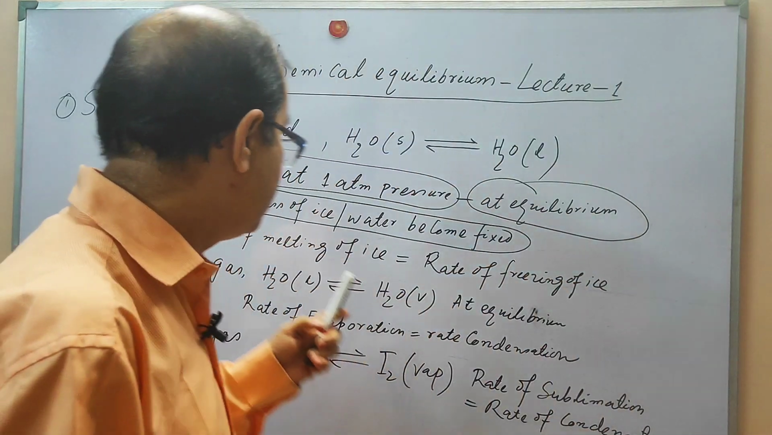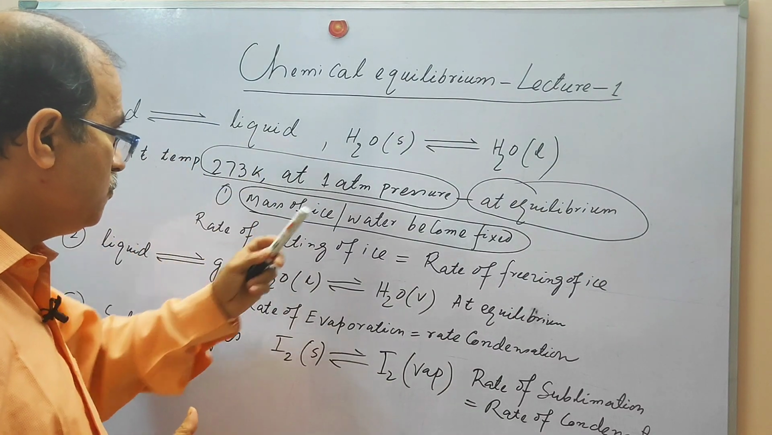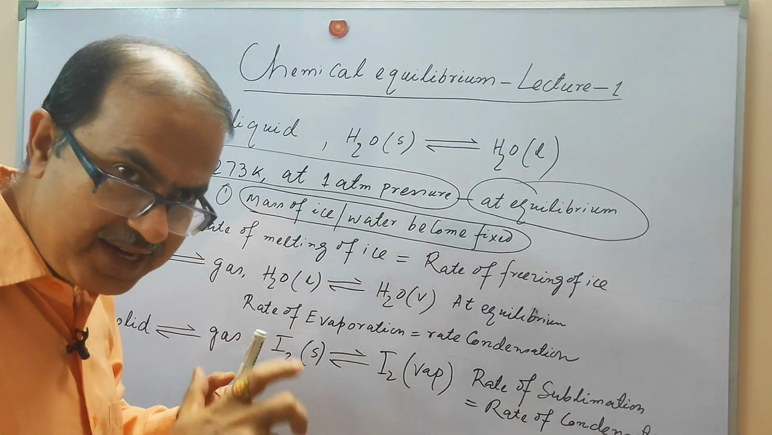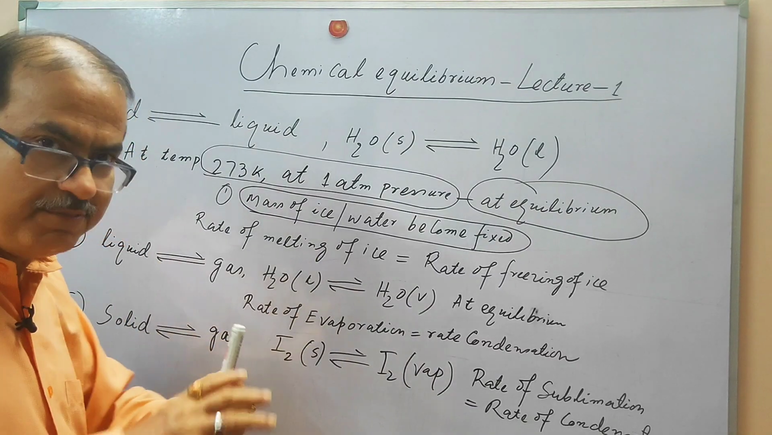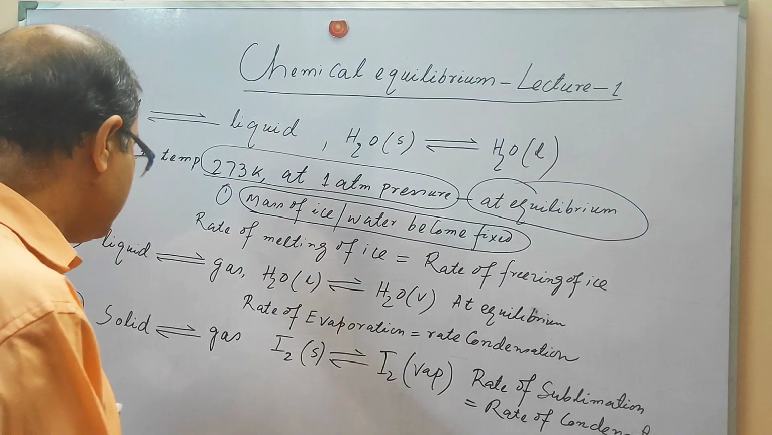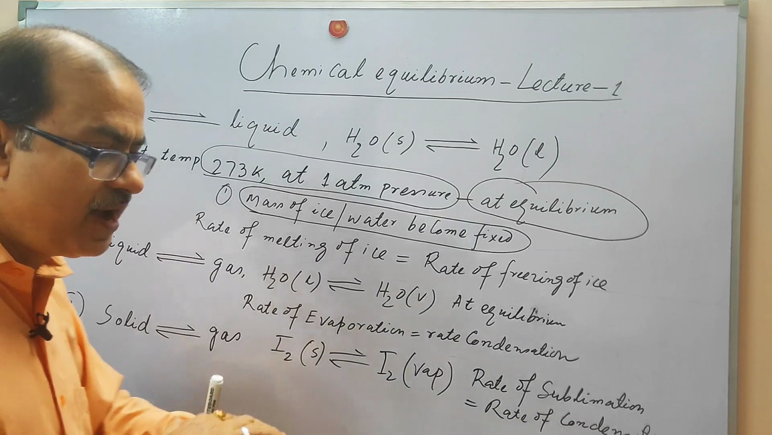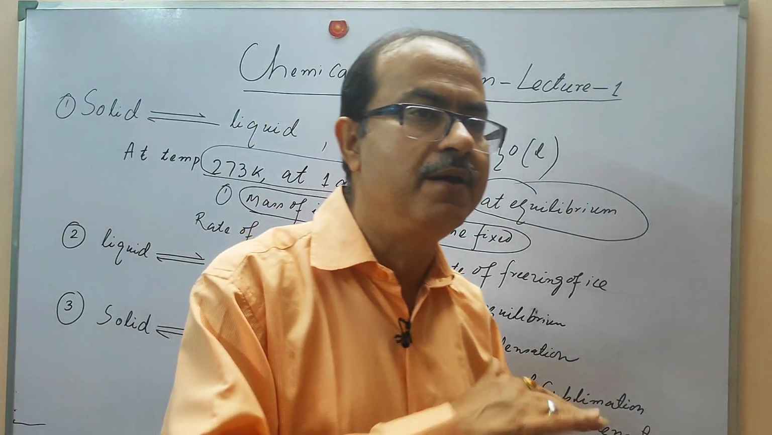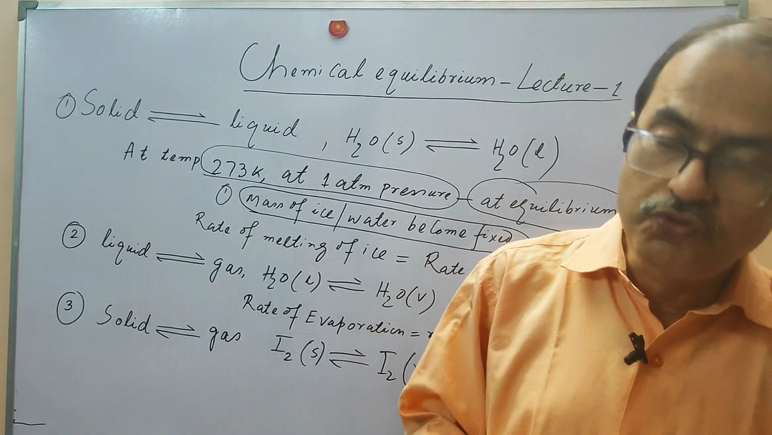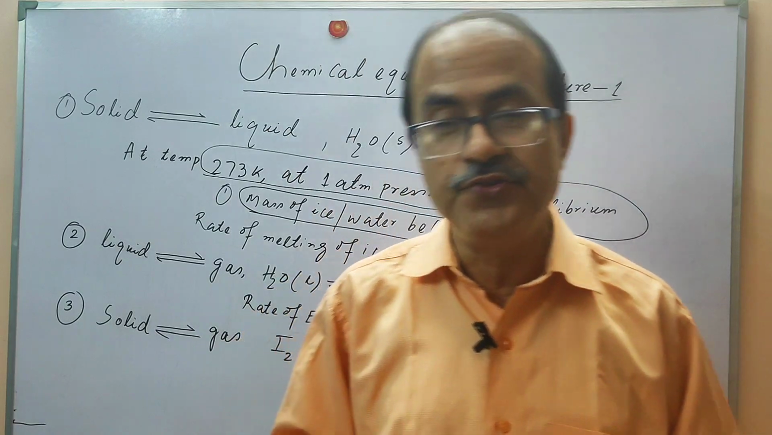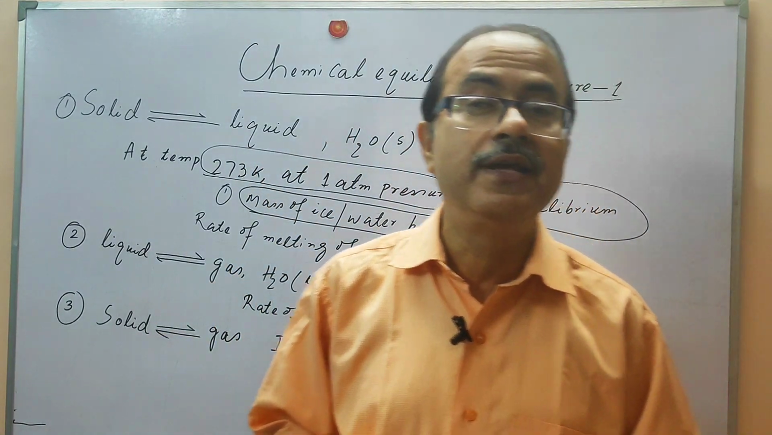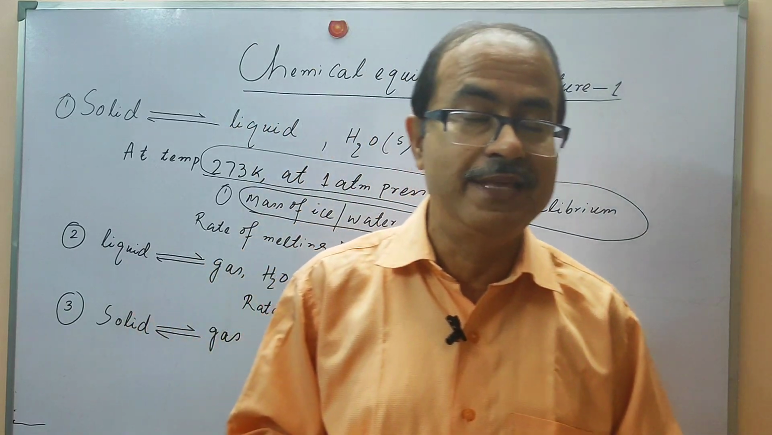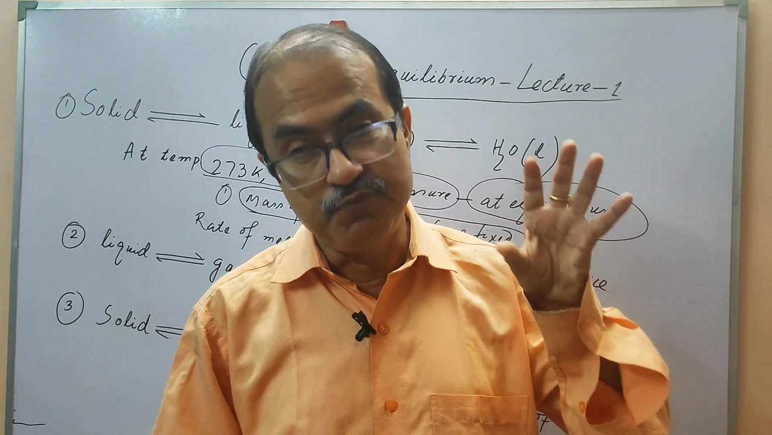In the solid-liquid case, you will find the water and ice become fixed. In liquid-gas, you will find the vapor pressure is fixed, constant. In solid and gas, you will find the color of the iodine becomes constant. So at equilibrium, what is the most important thing? That the quantity of the substance that we are using in the experiment becomes fixed.